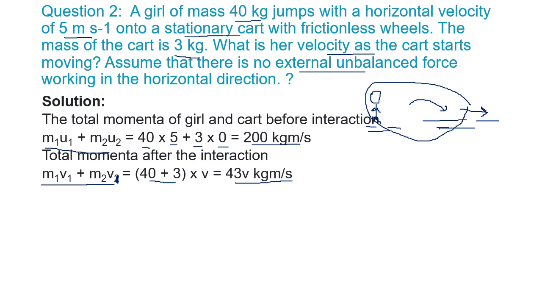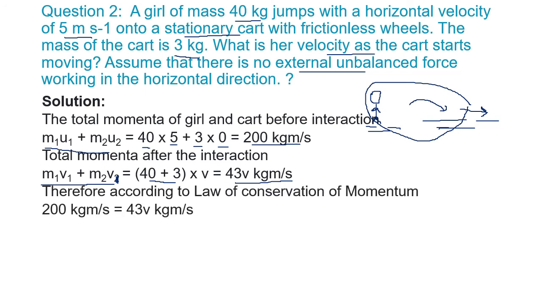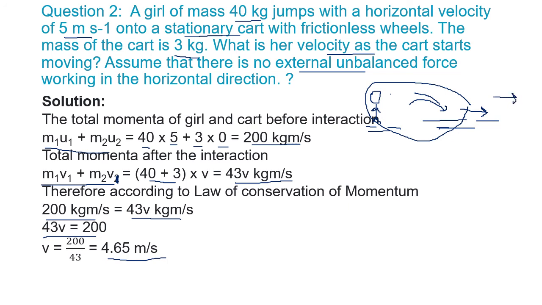Now according to the law of conservation of momentum, they have to be equal. So 200 kg meter per second equal to 43 v kg meter per second. 43 v equal to 200, v equal to 4.65 meter per second. Now here you can see there is no negative sign. Did you notice that? There is no negative sign here, means when the girl jumped on the cart, the cart went forward and not backward.